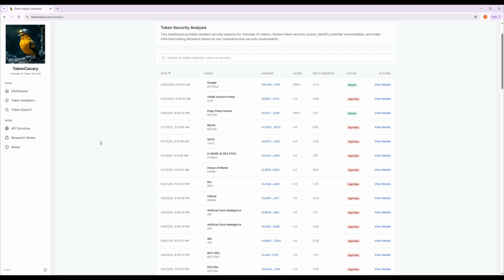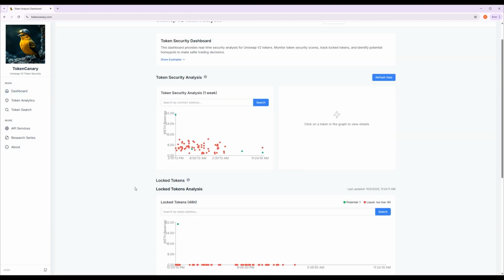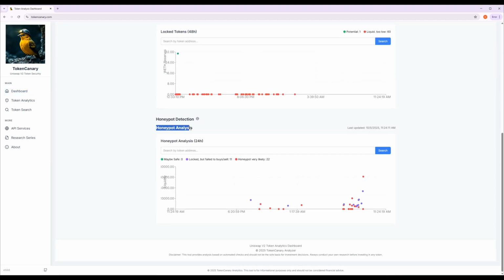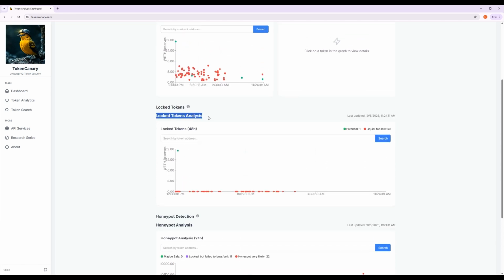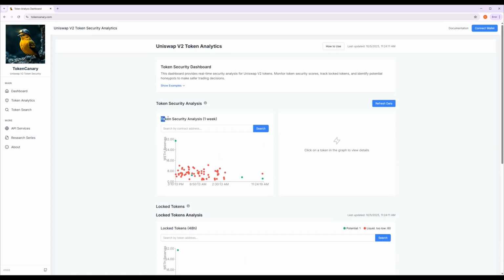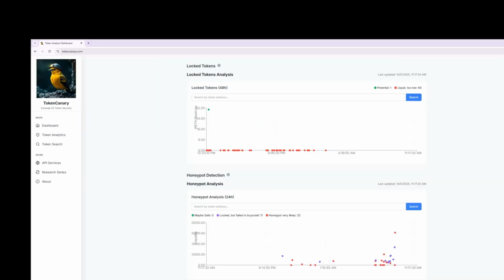Security assessment methodology. Our comprehensive token evaluation employs a three-phase security verification process. Initial honeypot detection to identify obvious exploitation vectors. Liquidity commitment verification to establish baseline security commitment. Advanced AI-powered contract analysis to detect sophisticated exploitation mechanisms. This multi-layered approach provides a comprehensive assessment of token security across the DeFi ecosystem.